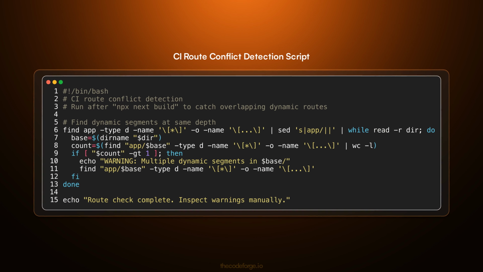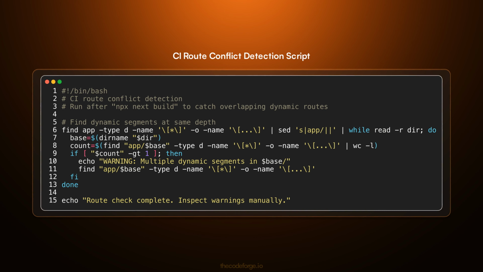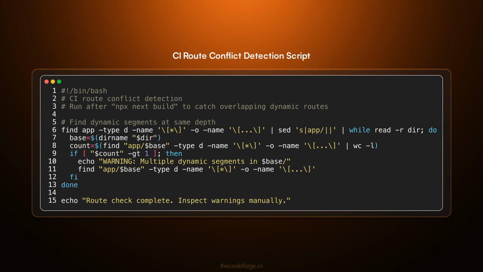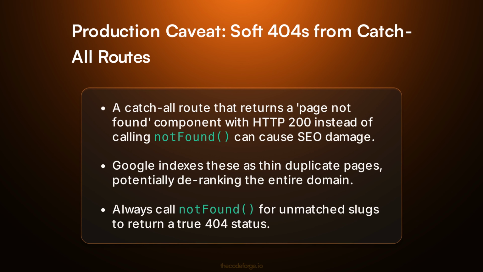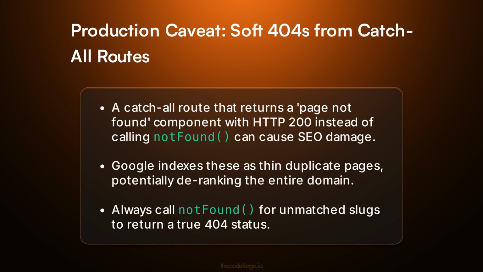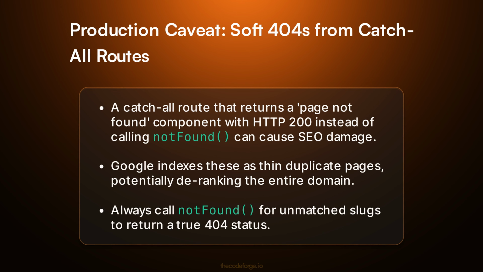Add this script to your CI pipeline to automatically detect overlapping dynamic route patterns before deployment. It checks for multiple dynamic segments at the same directory level and warns about potential shadowing. A catch-all route that returns a page not found component with HTTP 200 instead of calling notFound() can cause SEO damage. Google indexes these as thin duplicate pages, potentially deranking the entire domain. Always call notFound() for unmatched slugs to return a true 404 status.